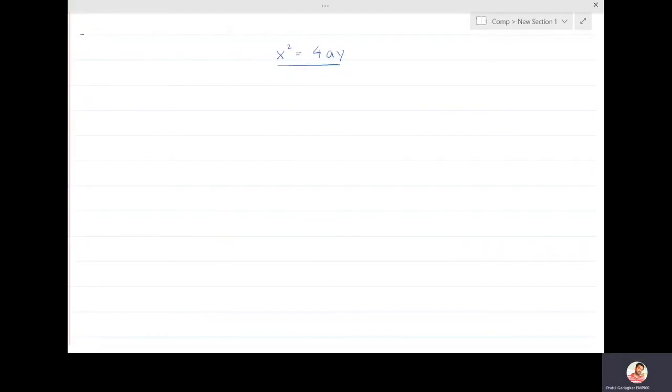Now we will discuss the parabola x square equal to 4ay. This parabola is symmetric about the y-axis.